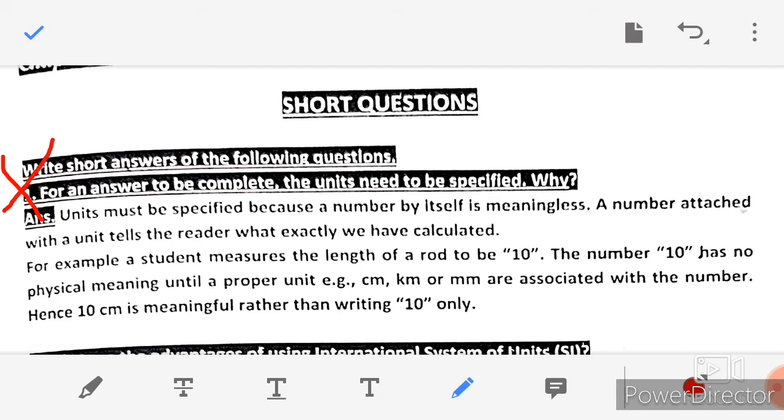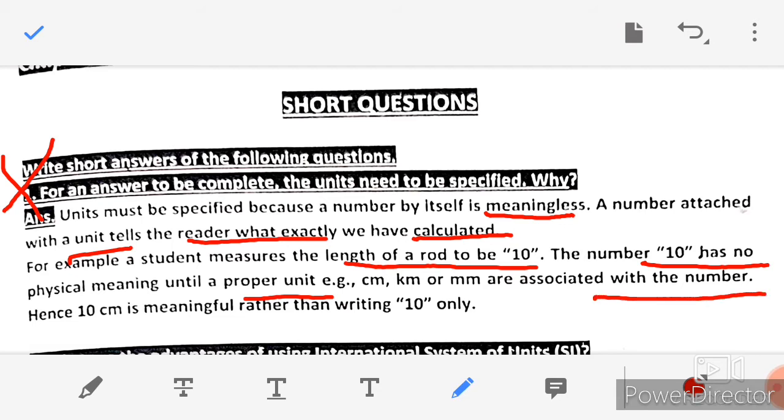For an answer to be complete, the units need to be specified. The unit must be specified because a number by itself is meaningless. The number attached with a unit tells the reader what exactly we have to calculate. For example, a student measures the length of a rod to be 10. Then the number 10 has no physical meaning until a proper unit, for example centimeter, kilometer or millimeter, is assigned with the number. Hence, 10 centimeter is meaningful rather than writing 10 only.